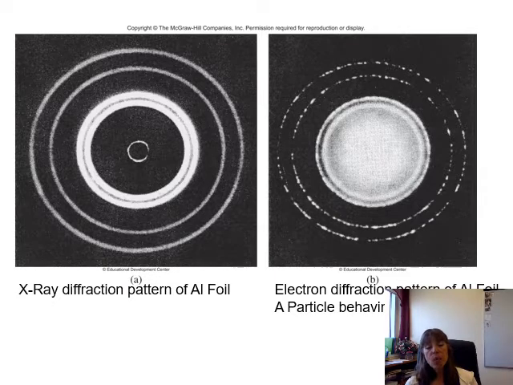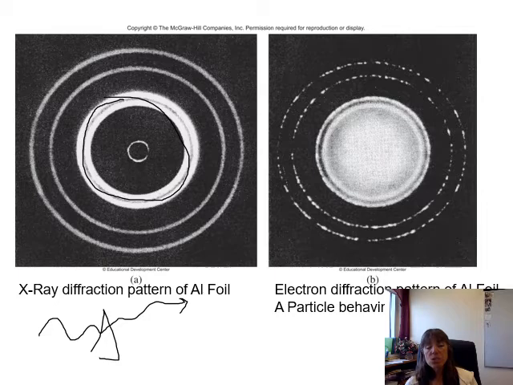So thinking about the wave particle nature of an electron, when something is a wave, it diffracts, and it diffracts through a prism. So when you have something that's acting as a wave, it will diffract. X-rays were waves, they were electromagnetic radiation. And when they were put through aluminum foil, a very thin layer of aluminum foil, you would get diffraction.